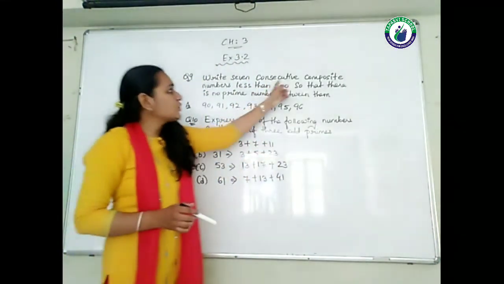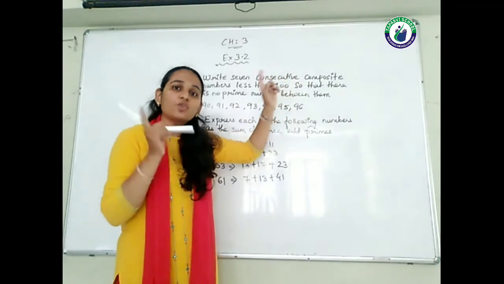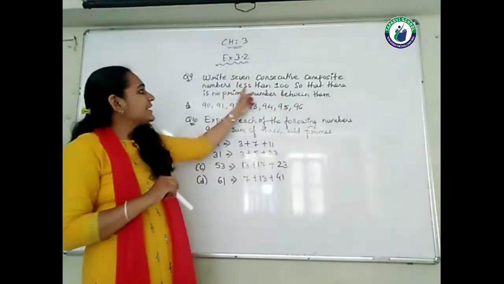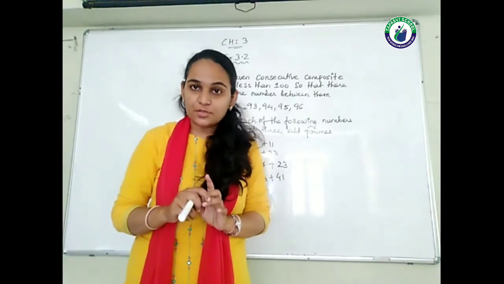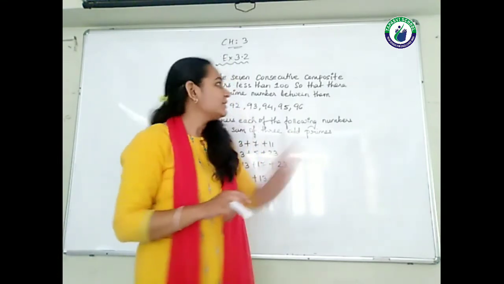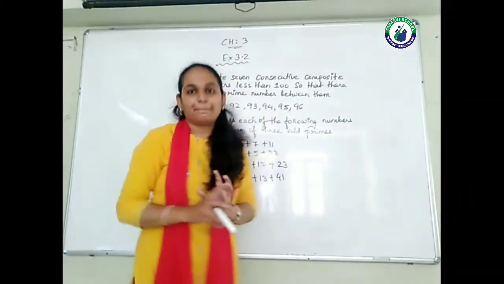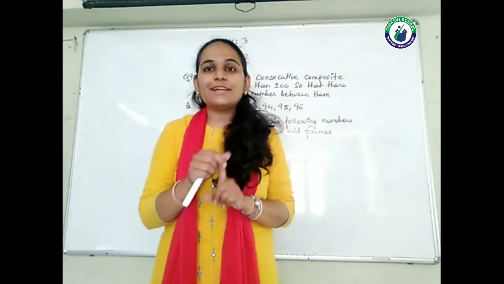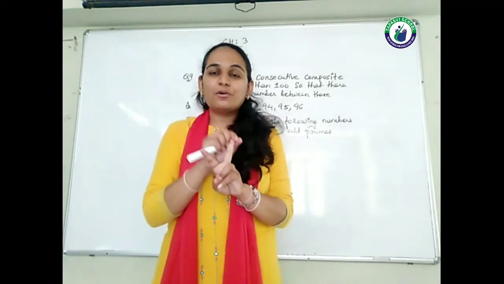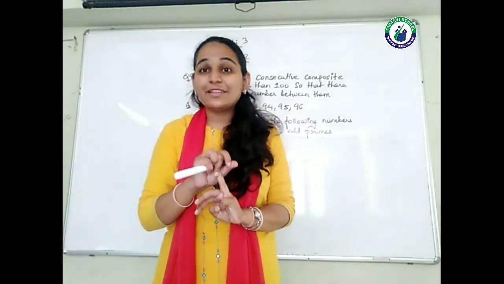So we have to write consecutive composite numbers. They should be consecutive and also composite. Less than 100. It should be less than 100. They should be composite also, so that there is no prime number between them. They added so many conditions: the numbers should be less than 100, they should be composite numbers, and they should not have any prime numbers between them.